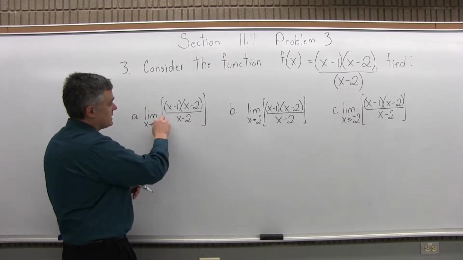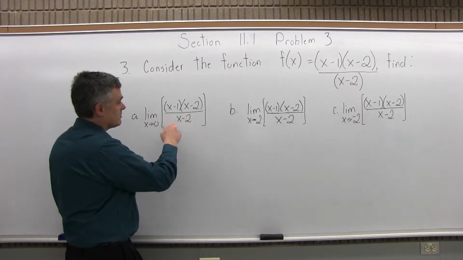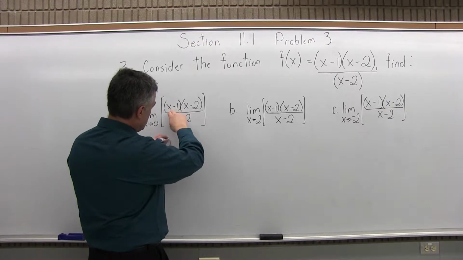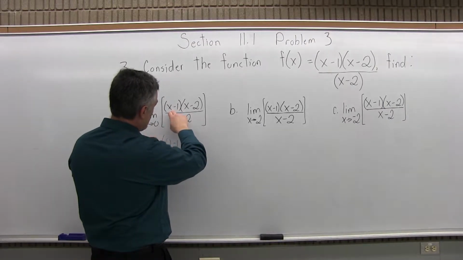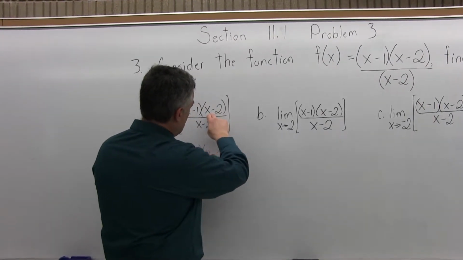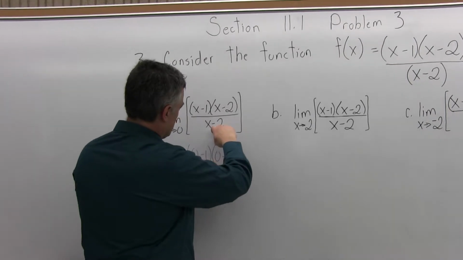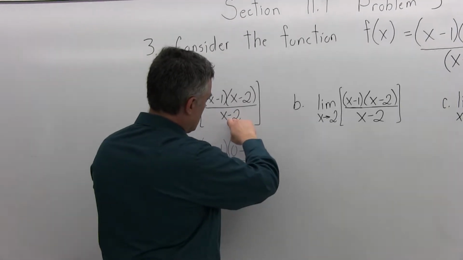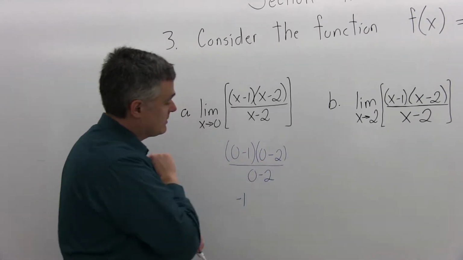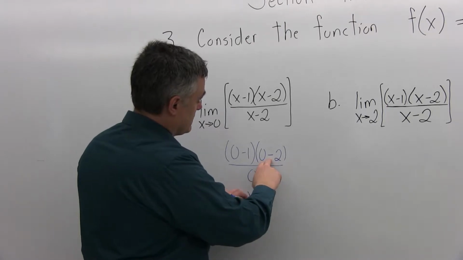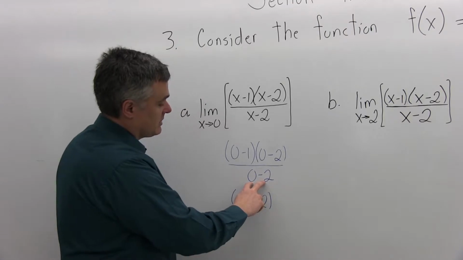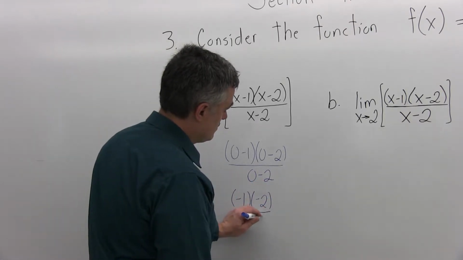So there's no reason why we can't just put in a 0 wherever we see an x. Nothing bad will happen. So on the top of the function, the left parentheses x minus 1 will become 0 minus 1. The right parentheses x minus 2 will become 0 minus 2. And in the denominator, x minus 2 will also be 0 minus 2. And now the left parenthesis on top, 0 minus 1, becomes negative 1. The right parenthesis in the numerator, 0 minus 2, becomes negative 2. And in the denominator, 0 minus 2 is another negative 2.